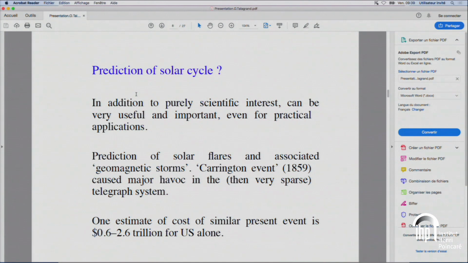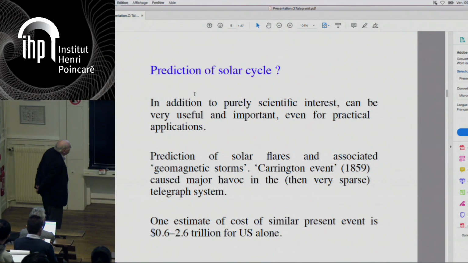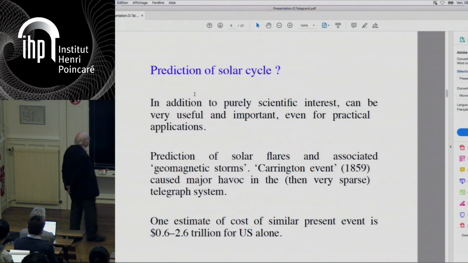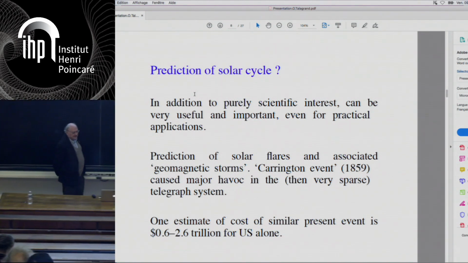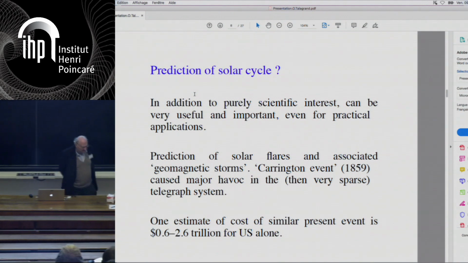So, prediction of a solar cycle. Of course, it has some interest in itself. But actually, there is something else. Solar flares and associated geomagnetic storms can create very significant damage on the surface of the Earth.